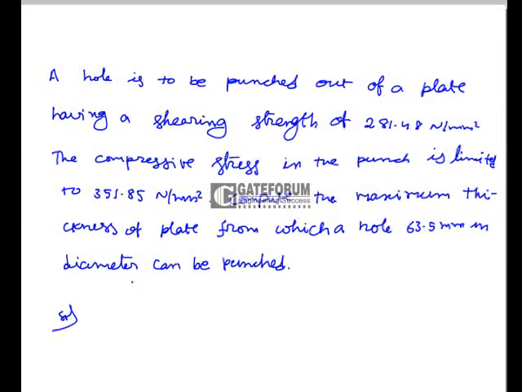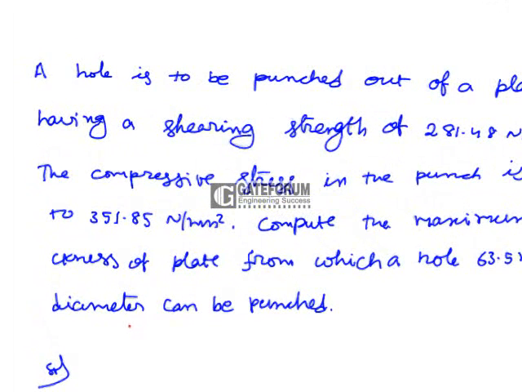A hole is to be punched out of a plate having a shearing strength of 281.48 Newton per mm square. The compressive stress in the punch is limited to 351.85 Newton per mm square. Compute the maximum thickness of the plate from which a hole 63.5 mm in diameter can be punched. So here we will have to find out the thickness of the plate that can be punched.